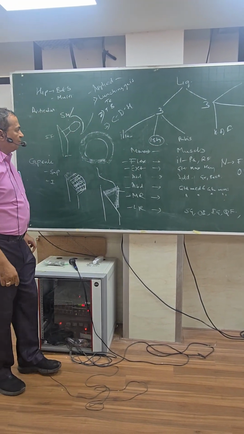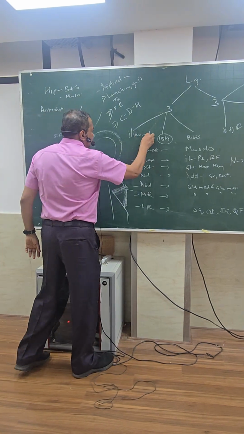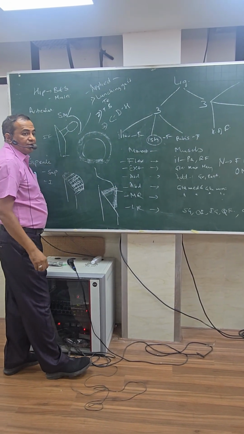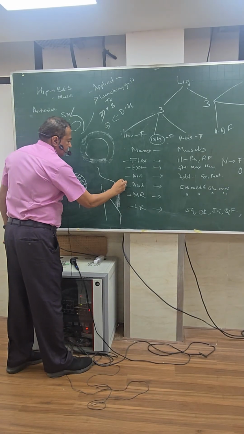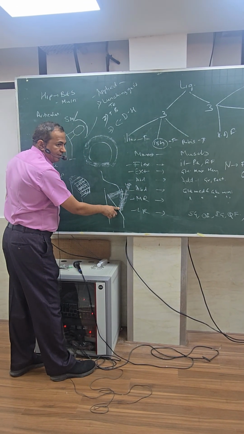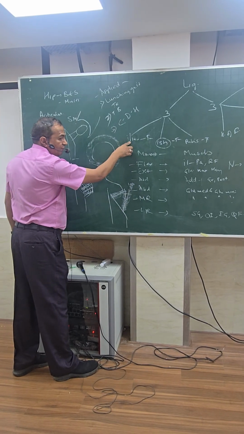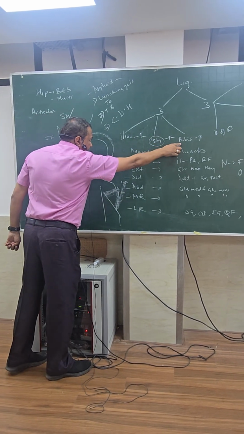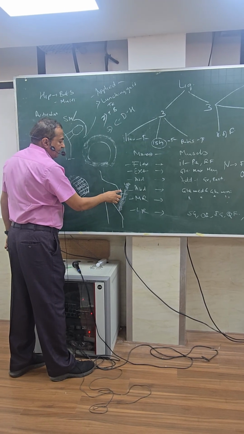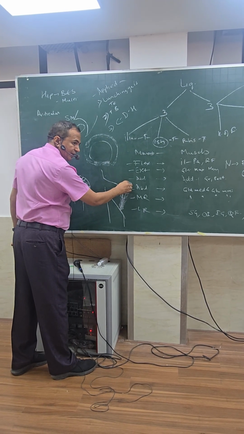Pubis, the pubofemoral: iliofemoral, ischiofemoral, pubofemoral. The pubofemoral ligament comes from the iliopubic eminence, and it merges with the lower band of the iliofemoral ligament.